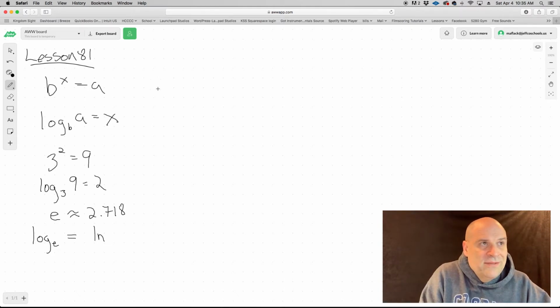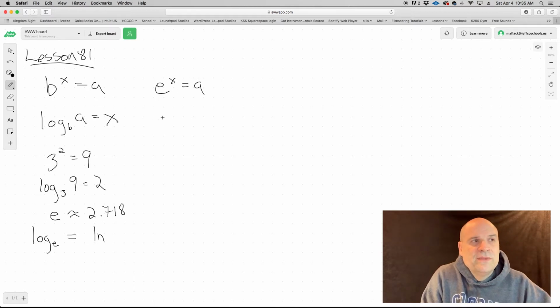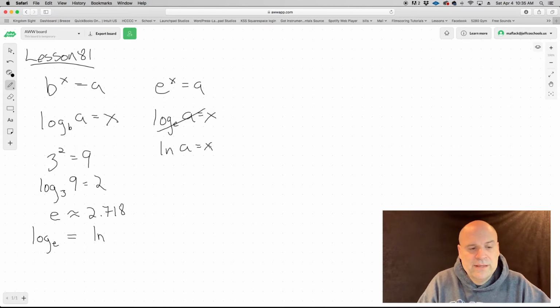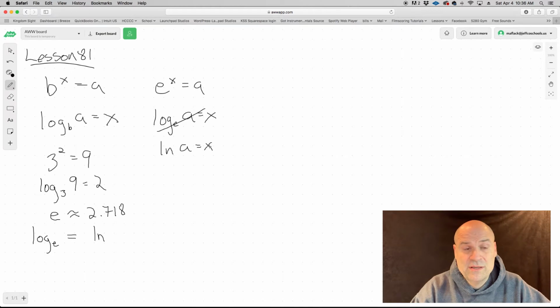If we wrote this out as e to the x equals a, then instead of saying log base e of a equals x, we're just going to say ln, or natural log of a, is x. Whenever we're finding the log base e of something, we're finding the natural log of something. We talked about inverse functions of logarithms, and we're going to do that today, but with the constant e. So we're going to do inverse natural log functions.